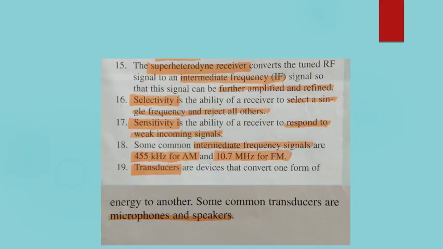Some common intermediate frequency signals are 455 kHz for AM and 10.7 MHz for FM. Transducers are devices that convert one form of energy to another. Some common transducers are microphones and speakers.